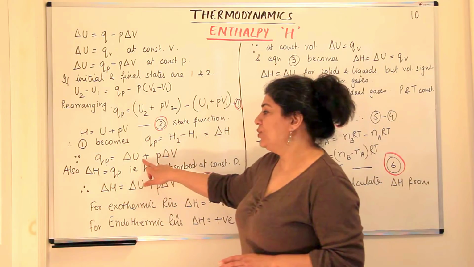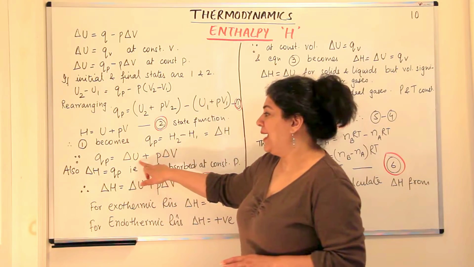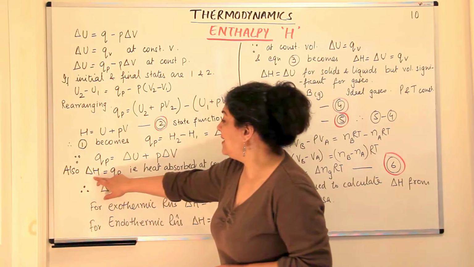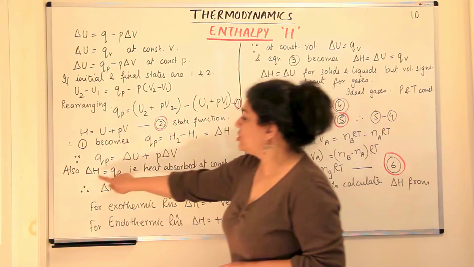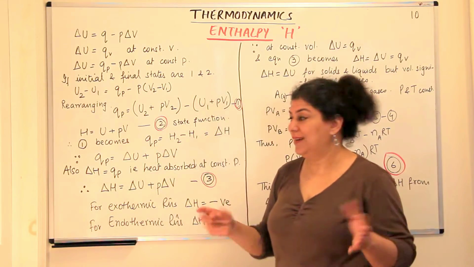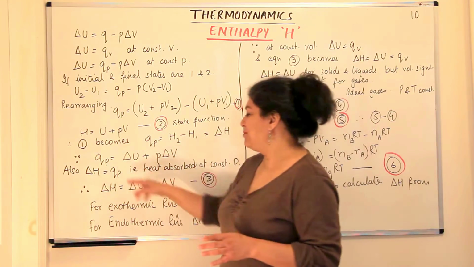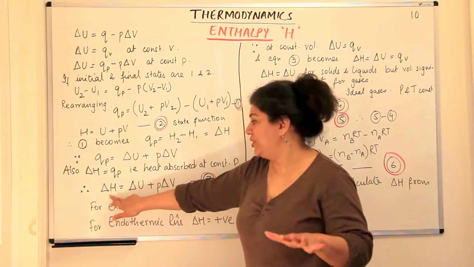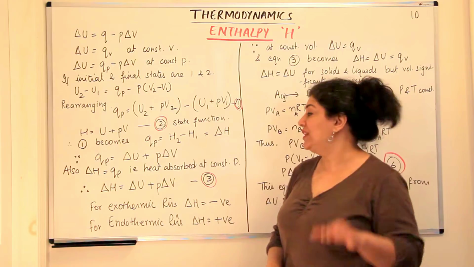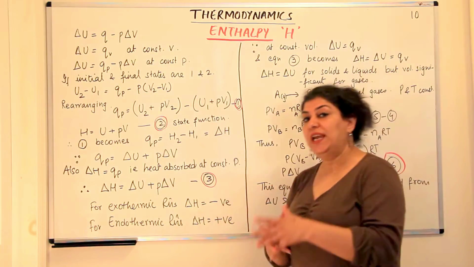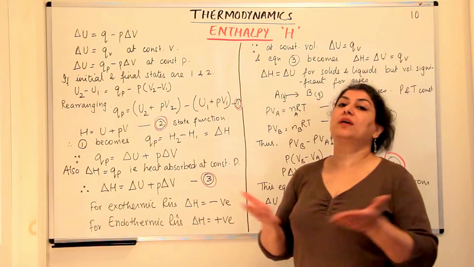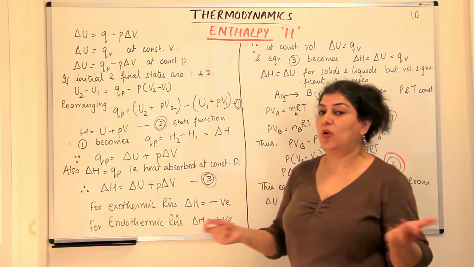A is equal to B, and C is also equal to A. So C would be equal to B, wouldn't it? I'm just trying to explain it. I'm sure you would have understood already. So we come to the conclusion that delta H, that is the change in enthalpy, is equal to the change in internal energy plus the amount of work done by the system or on the system.